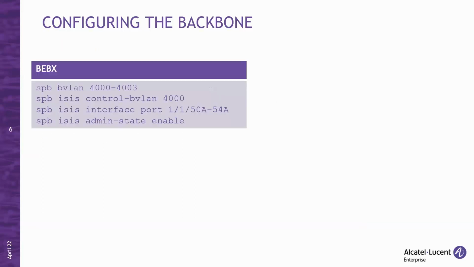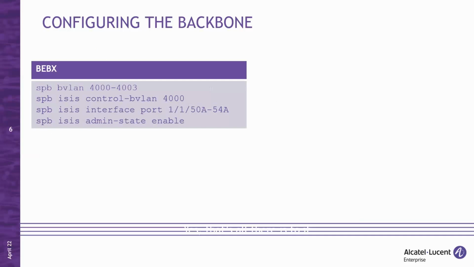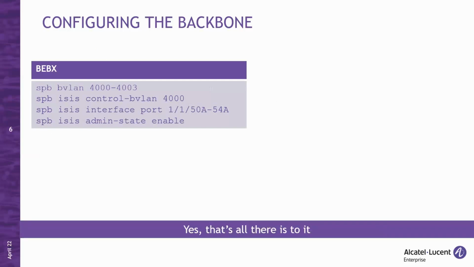What does that look like in CLI commands? I will show you this in a second. But starting with a switch which is blank, that's a total of 4 CLI commands to build the backbone if you want to do it manually, and not a single command if you let AutoFabric do it for you. And yes, that is really all that there is to it. So with that, let's now configure this SPB backbone.